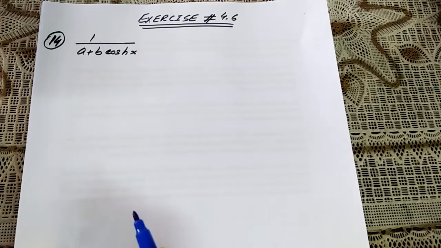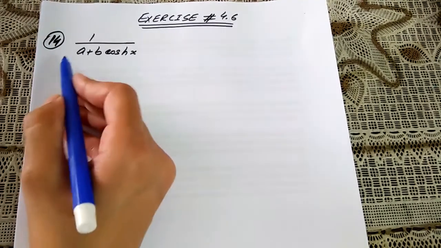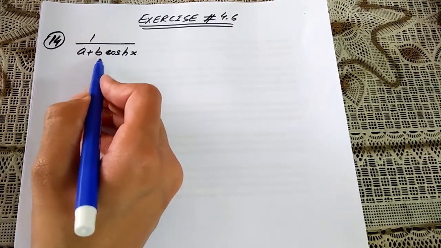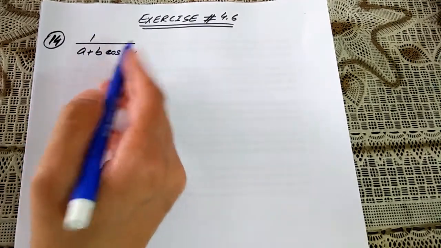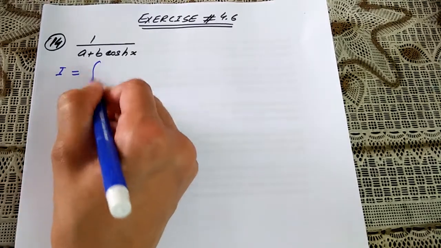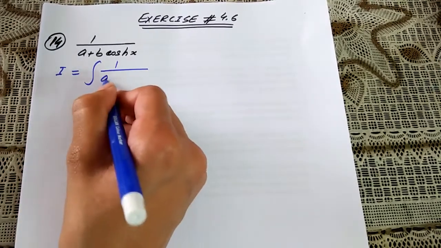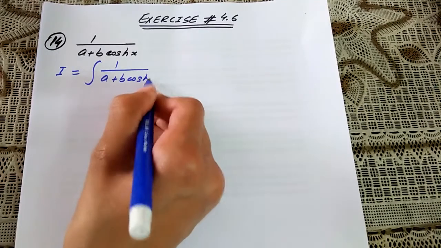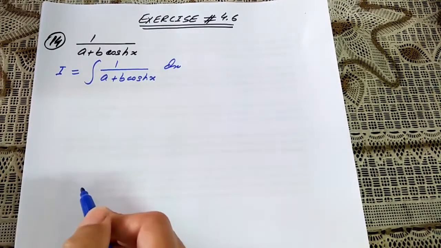Exercise 4.6 from Calculus SM Yusuf book, question number 14. We need to evaluate this integral 1 over a plus b cosh of x. Let this integral equal I. I is equal to the integration of 1 over a plus b cosh of x dx.